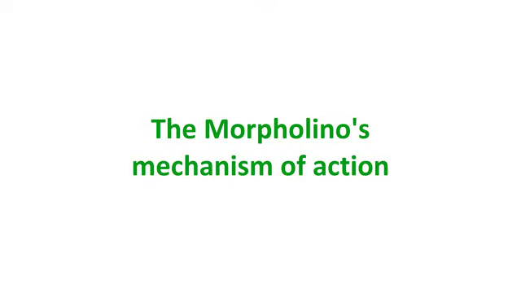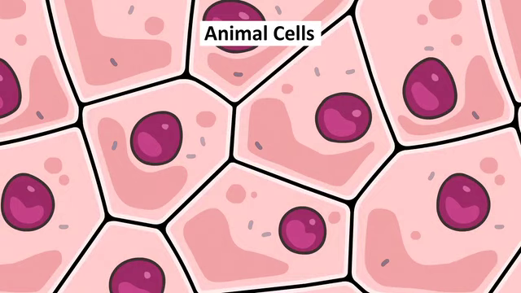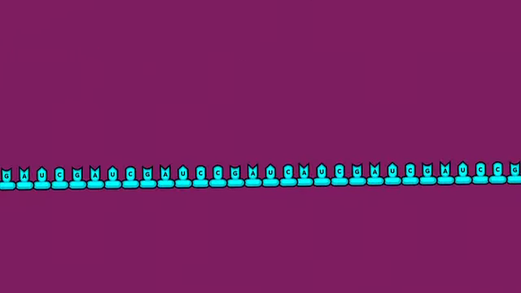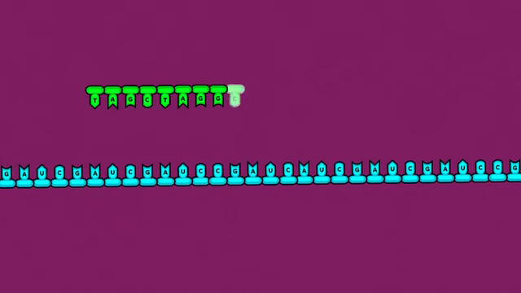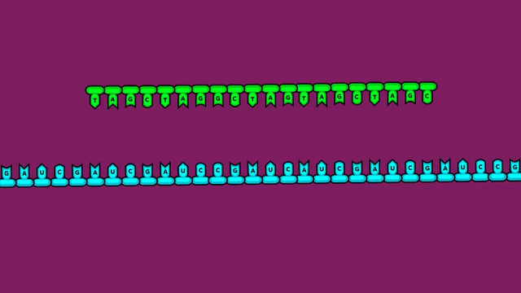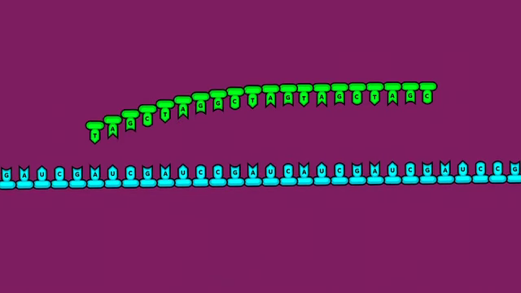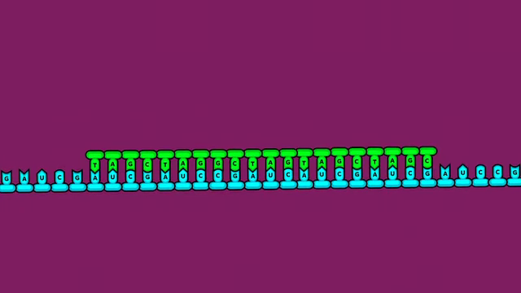The morpholino's mechanism of action. Morpholinos are usually used as antisense molecules. If you know the sequence of an RNA chain you would like to block, we can design a morpholino for you with a sequence complementary to your target. Once inside the cell, it will base pair with your target RNA, covering the target sequence like masking tape.